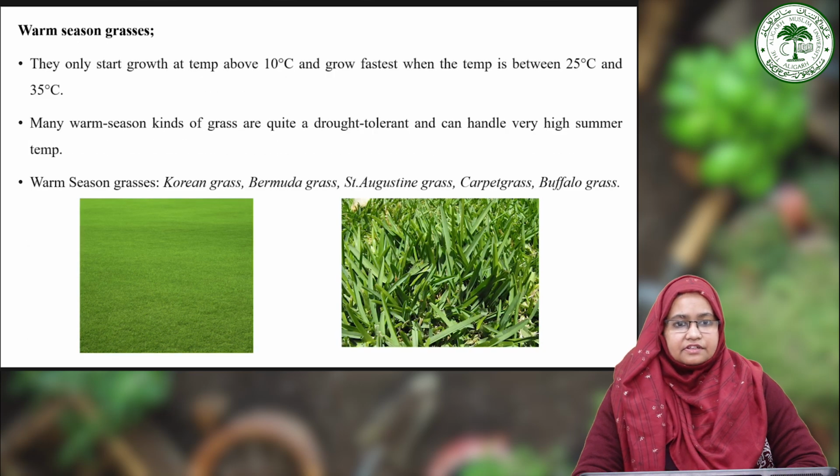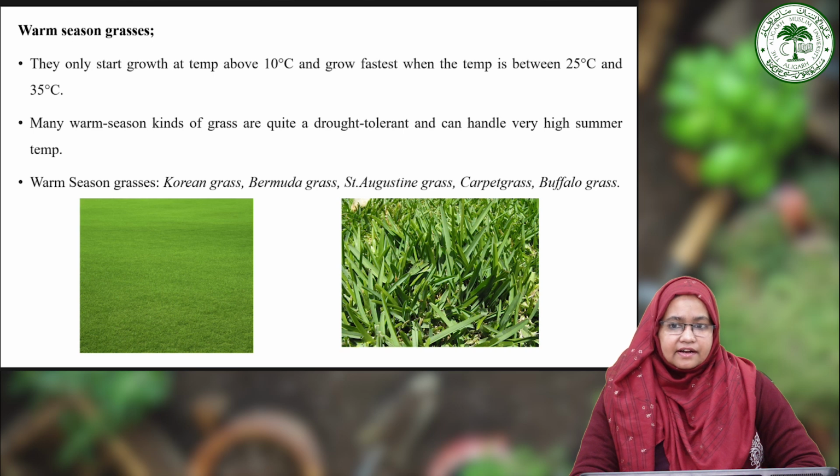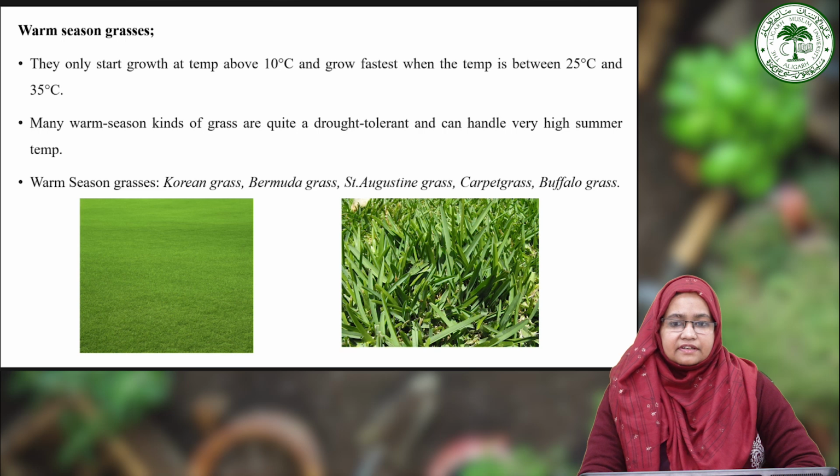Then next, depending upon the season, warm season grasses are a category of grasses that initiate their growth cycle only when temperature exceeds 10 degrees centigrade. They exhibit their highest growth rates when temperature ranges between 25 to 35 degrees centigrade.